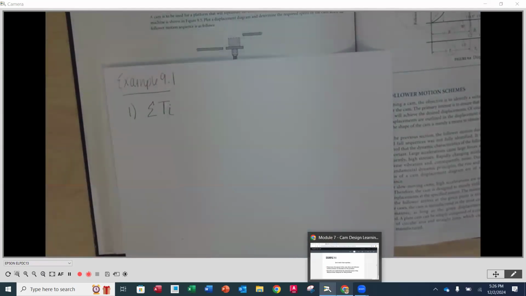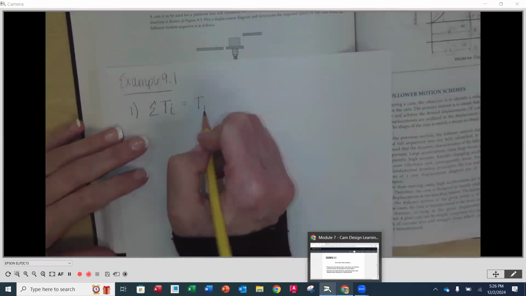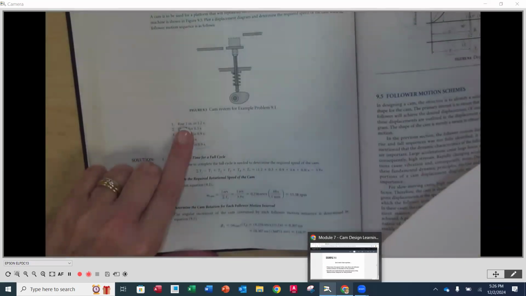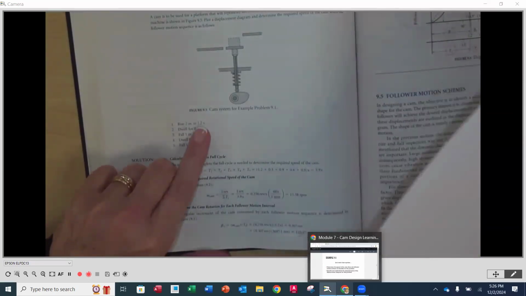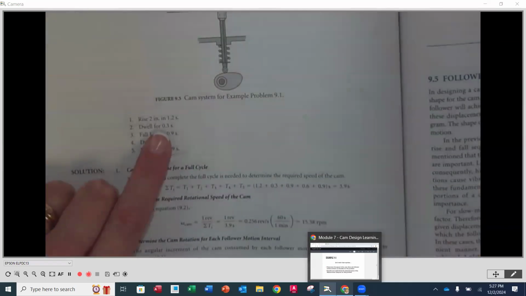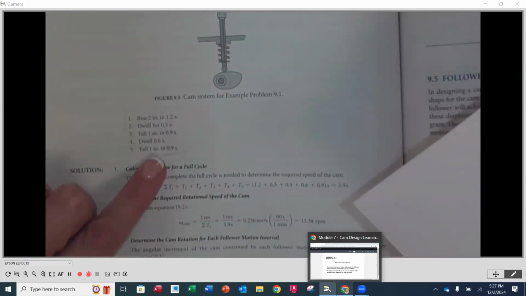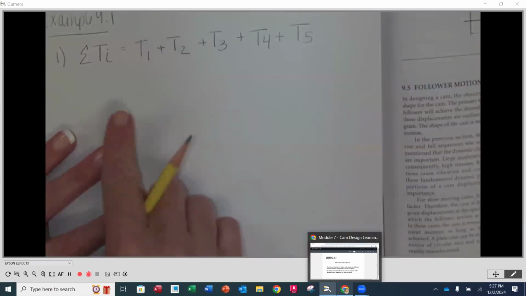Now, capital T is the total time. The summation symbol is in front because we're going to be adding up the individual times. I'm not sure why they use the subscript i here. It's just what they use. So we're going to say equal to time 1, which is going to be step number one, our rise of 2 inches in 1.2 seconds. So the time here is 1.2 seconds, plus time 2, which is the dwell of 0.3 seconds, plus time 3, which is going to be another fall, plus time 4, a dwell, plus time 5, which is going to be the rest of the fall. So this is our equation in variable form.